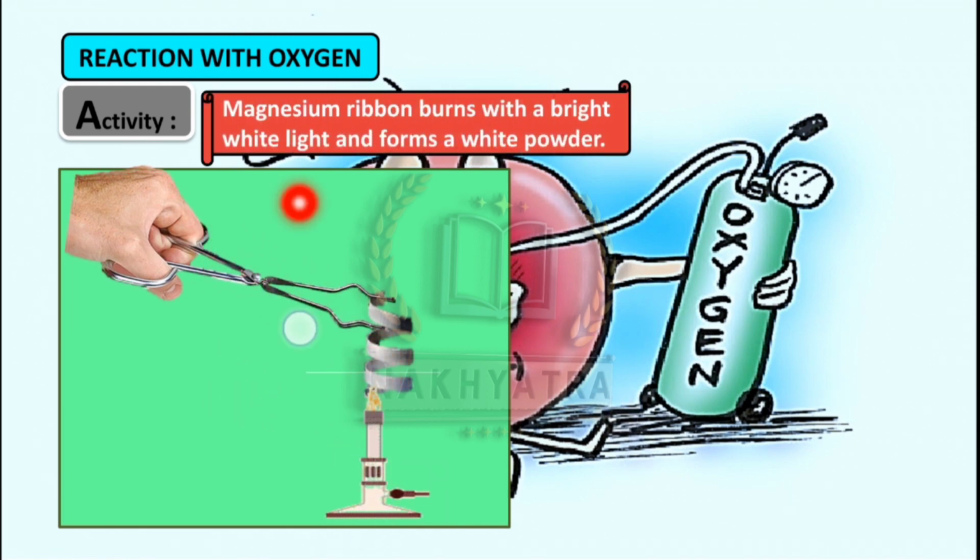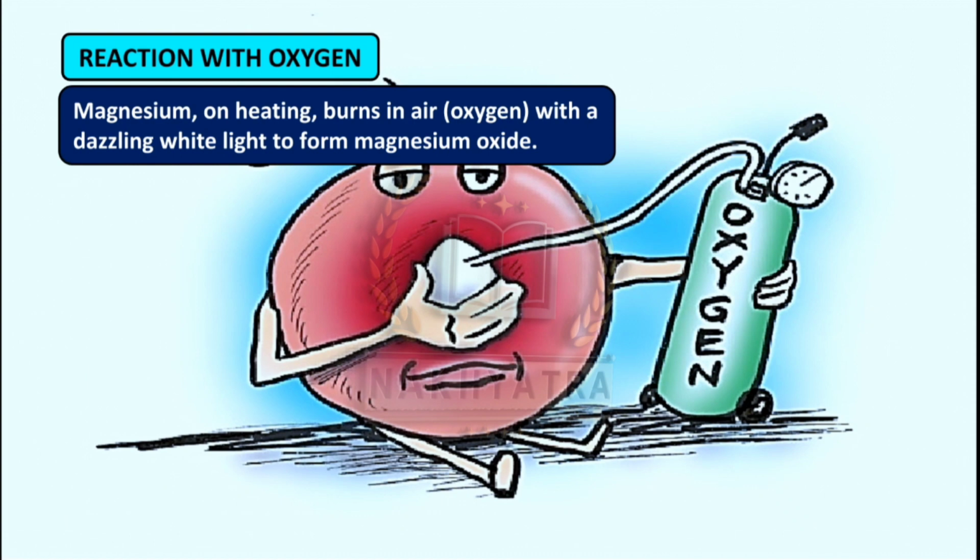After that, you can see that the magnesium ribbon burns with a bright white light and forms a white powder. So when the magnesium ribbon starts burning, it burns with a bright white light and then it forms a white powder. So can you see it? Now the magnesium on heating burns in air in presence of oxygen with a dazzling white light to form magnesium oxide. Now the magnesium, when it burns in presence of oxygen, gives magnesium oxide.